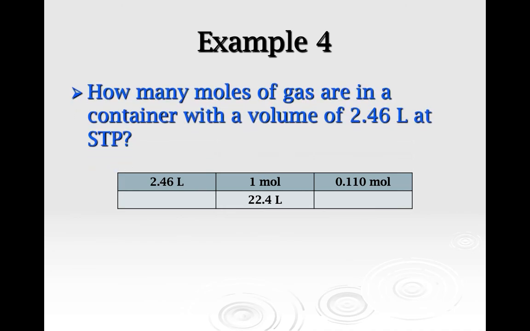Just a very simple problem here in example 4. How many moles of gas are in a container with a volume of 2.46 liters at STP? So all I need here is my molar volume, 22.4, and I get liters to cancel and moles left over, so 2.46 divided by 22.4 gives me a final answer of 0.110 moles of this gas.